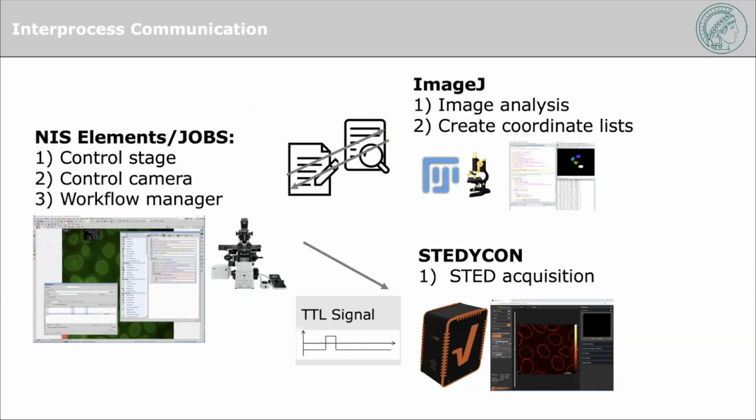So the workflow runs, then it records either a tile image or several positions, then sends these images to ImageJ. ImageJ decides what to do with it, segments it, whatever we want, and then sends back yes or no coordinates. And when these coordinates come, the stage moves to the new coordinates and sends a triggering signal to the Steadicon system.